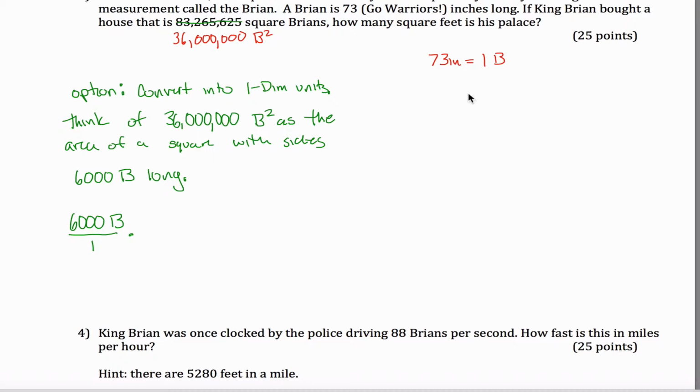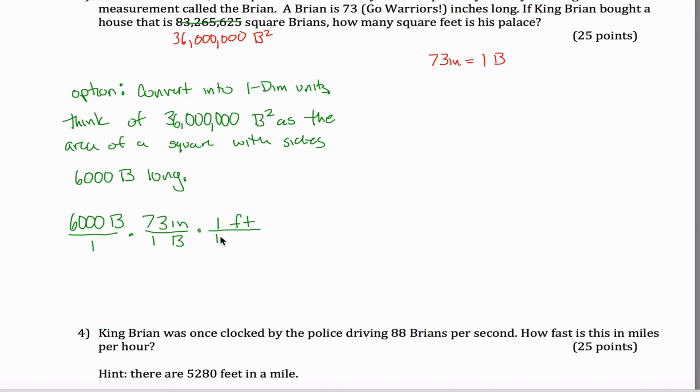The way I'm going to do that is, well, I know that 73 inches is 1 Bryan. So when I multiply by 73 inches over 1 Bryan, I'm really multiplying by 1. I'm not changing the value of anything because the top here is the same as the bottom. And now I have my units in inches, but I don't want them in inches. I want them in feet.